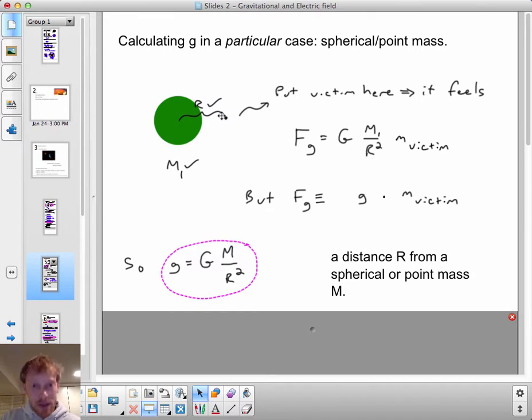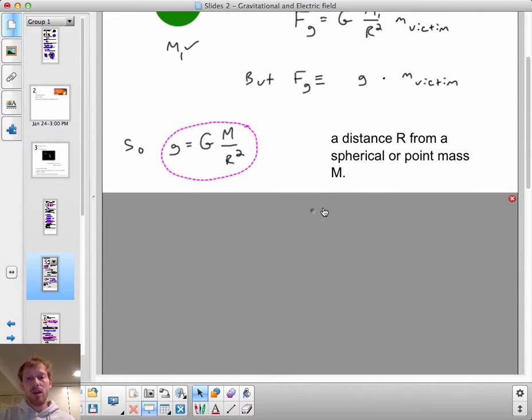Note, and this is absolutely key, you don't have to have a mass at this location to have a gravitational field at that location, a condition of that point in space. And you certainly don't need the mass of a victim in order to calculate in newtons per kilogram how strong the gravitational field is. Alrighty.